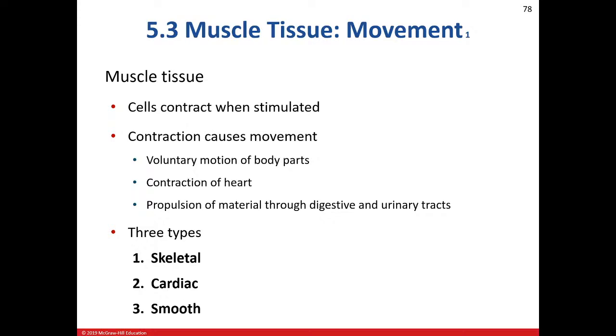Some of it you can move voluntarily, some of it you can't. Some is responsible for contracting the heart and pumping blood through the body. And then, well, let's just get specific. Skeletal muscle, there are 3 types down here. Skeletal muscle is responsible for the voluntary movement of the body. Cardiac muscle is responsible for contraction of the heart, and smooth muscle is responsible for propelling material through the digestive tract and the urinary tract.